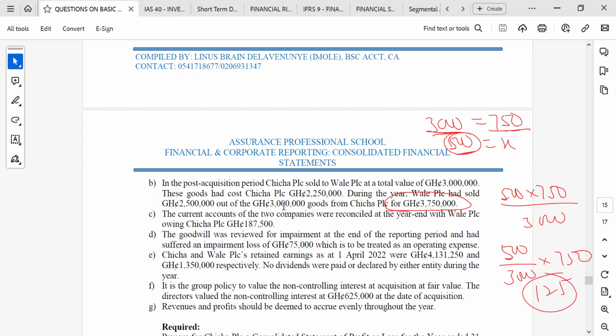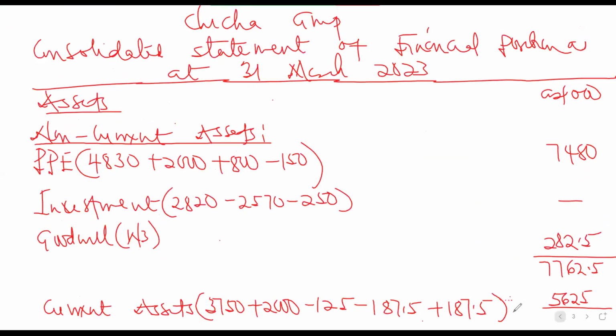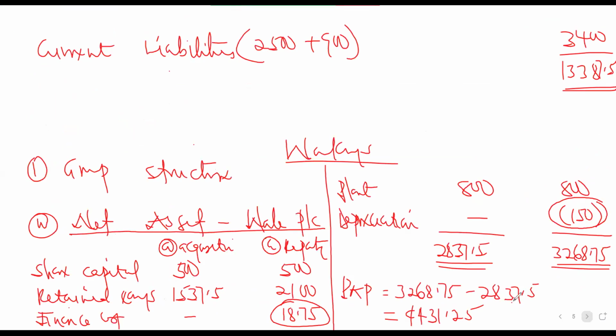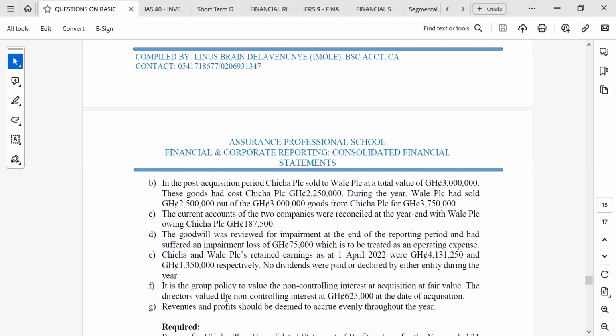Yes, Nia. I also like to know where you got the net asset at acquisition. That is 25. The net asset at acquisition, where I'm the non-controlling interest. No, that one has been stated in the question. It's in the question. The last part, the F: it is the group policy of this one to directors at this one at 625 at the date of acquisition. Okay. All right.